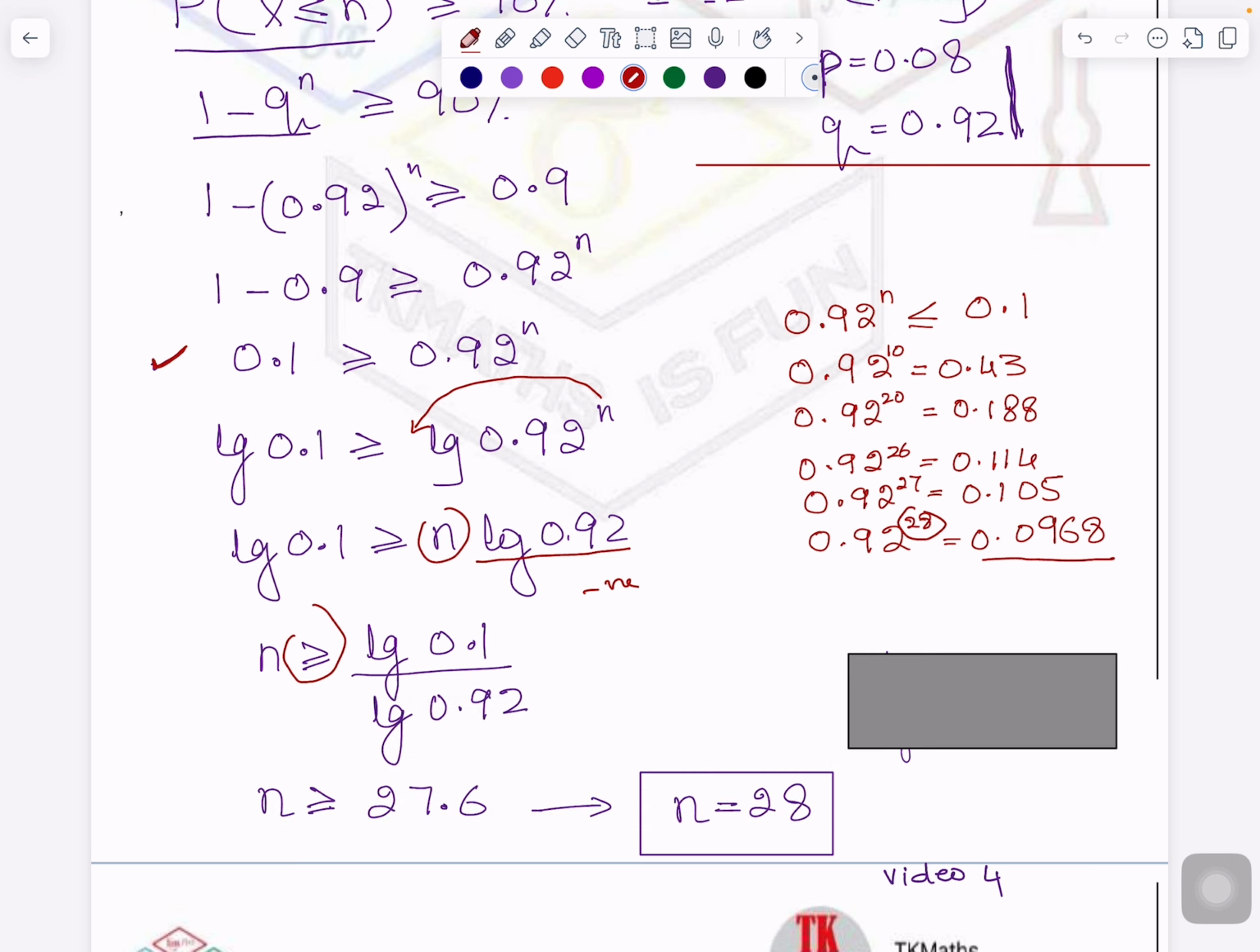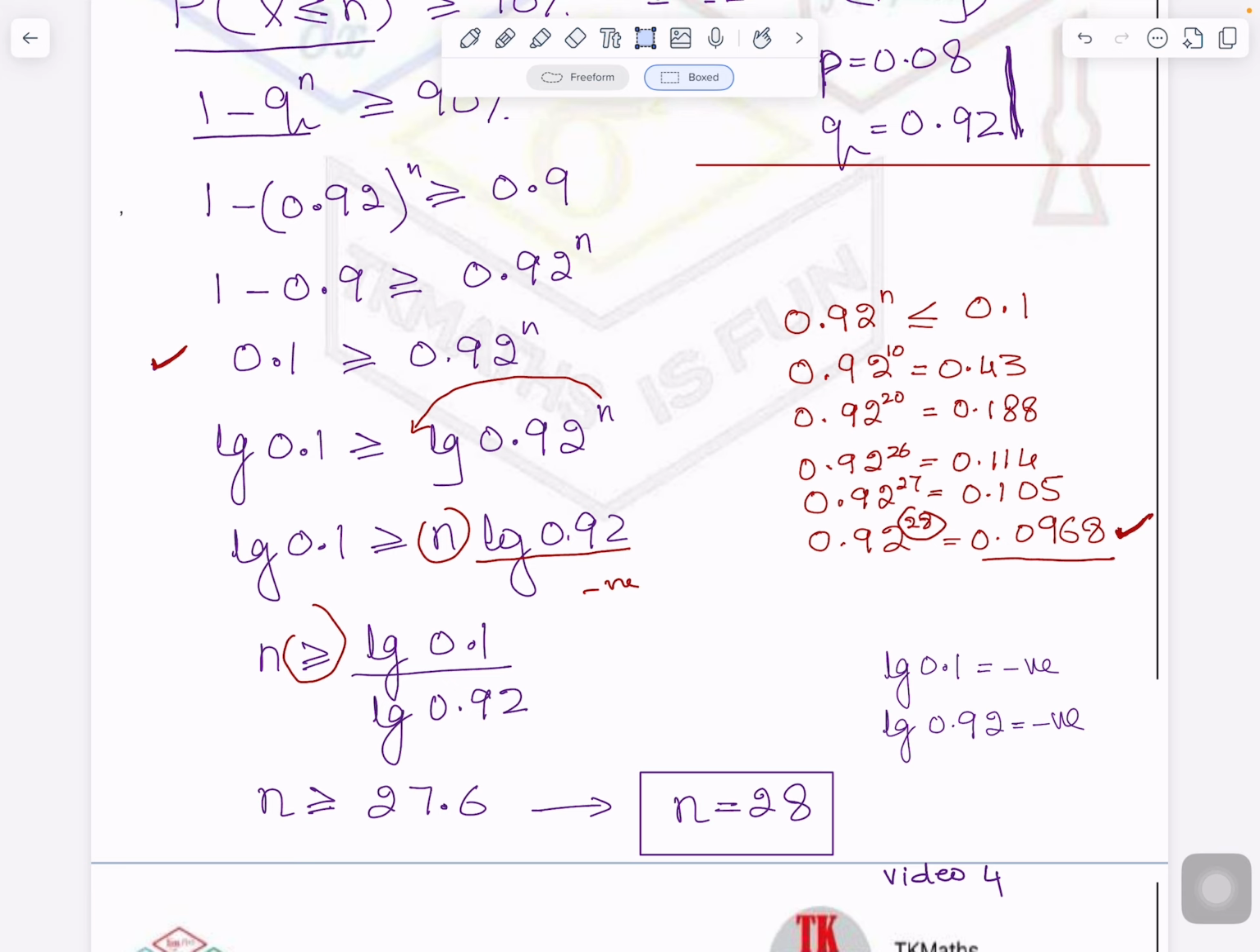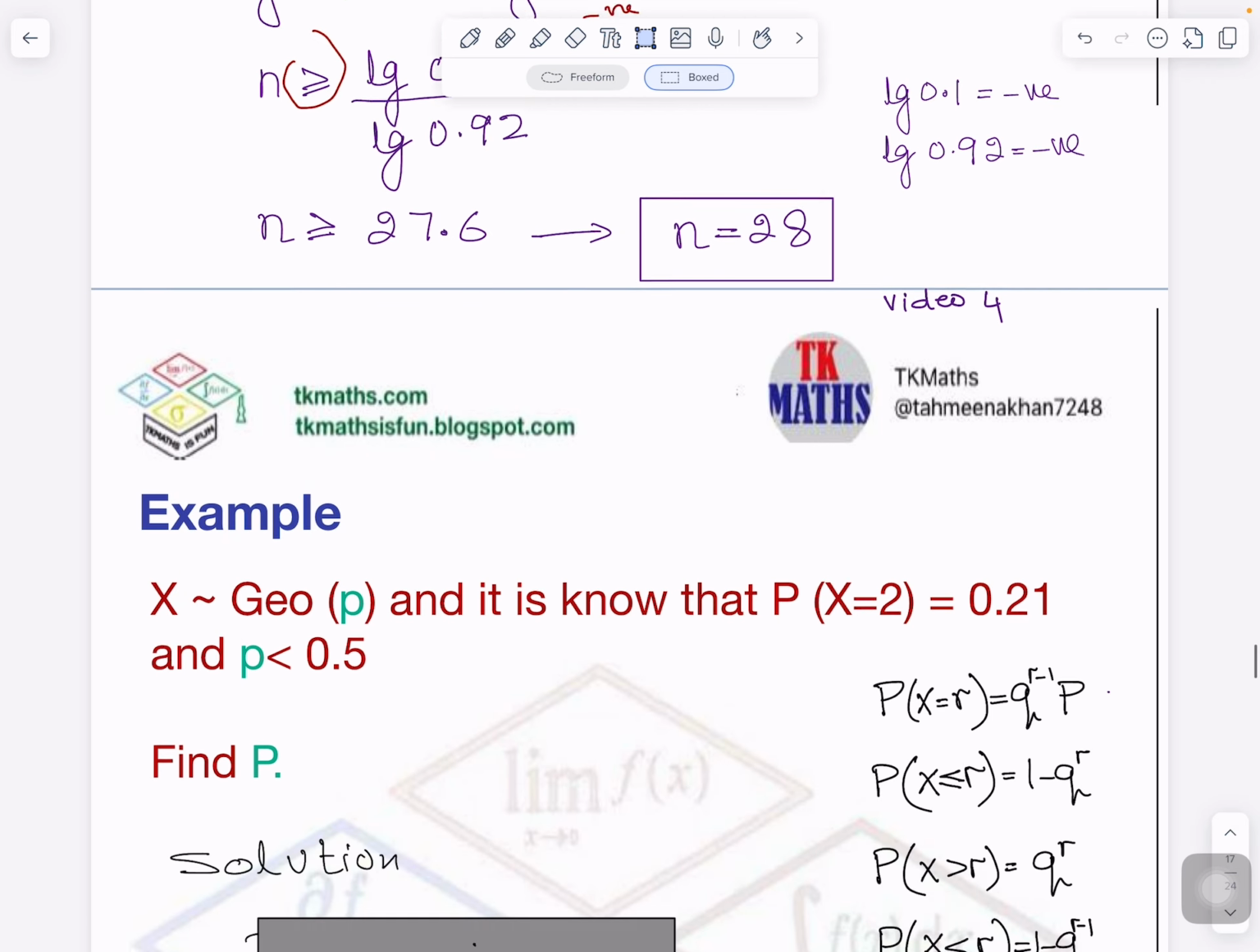So my integer is n equals 28, which we have already identified from here by the trial and error method. So both methods are okay, whatever you want to try. The question was saying smallest n value, it is 28. Otherwise the integer values after 27.6 are so many: 28, 29, 30, 31. But he said smallest integer, so that's why it is n equals 28. Now let's see this question.